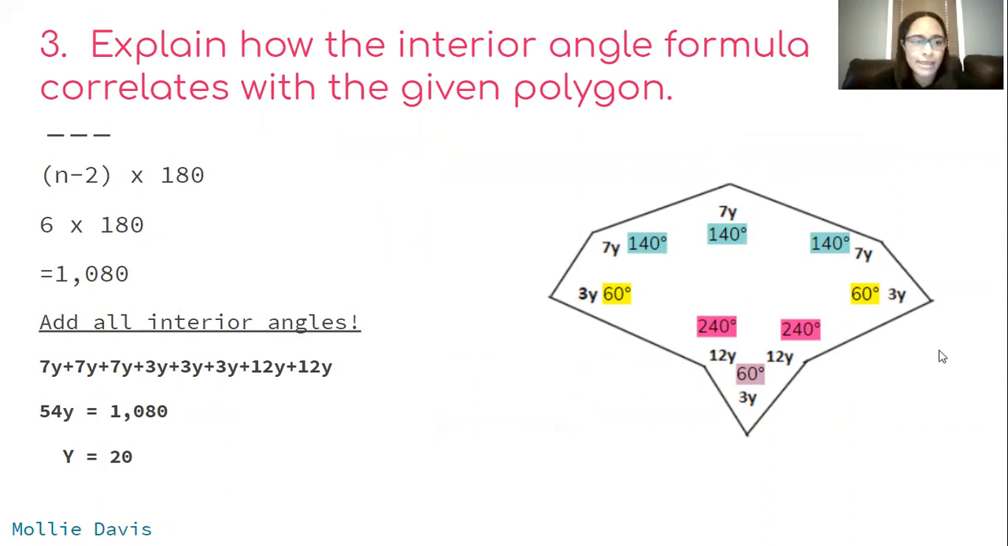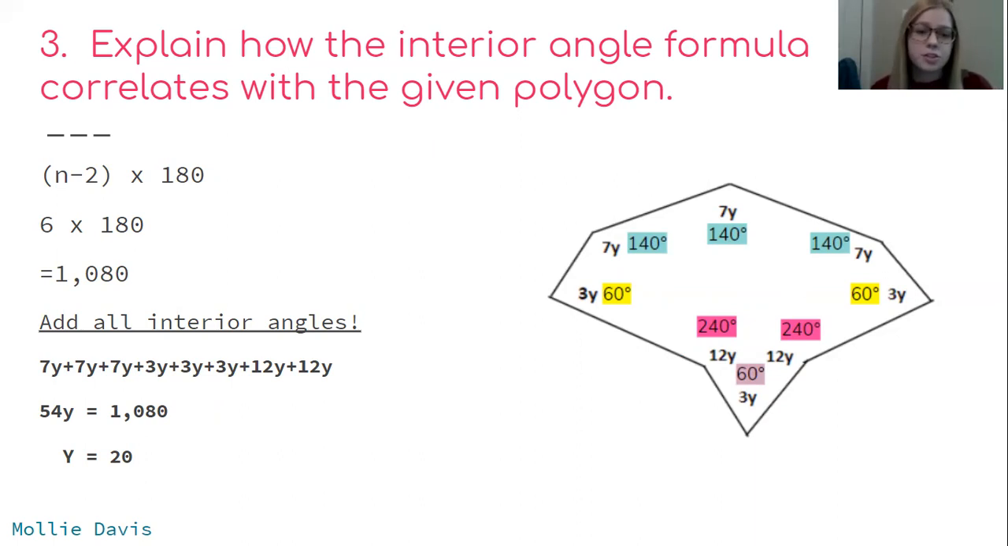So Molly, can you explain the interior angle formula that correlates with this given polygon? Yes, so just looking at a different polygon to give you another idea of how the interior angle formula works, we see again, we've got this formula up here, n minus 2 times 180. And so on this polygon, we actually have 8 sides. And so 8 minus 2 is going to be 6. And then you've got 180 times 6, which is 1,080.